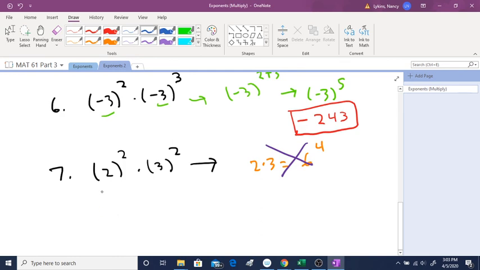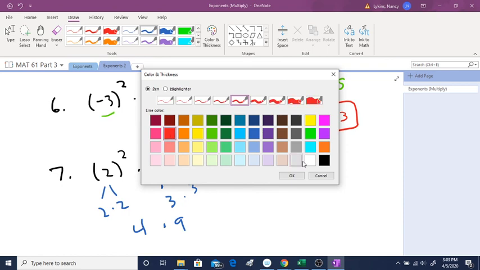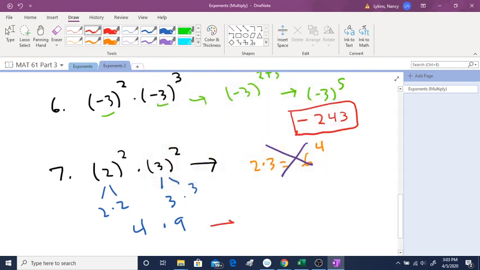This is a problem since they have different bases. Think about this. This is 2 times 2. This is 3 times 3. So 2 squared is 4. 3 squared is 9. So this actually has a numerical answer, which is 4 times 9, which is 36.